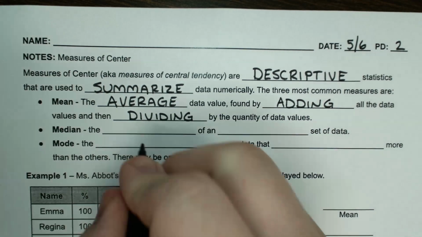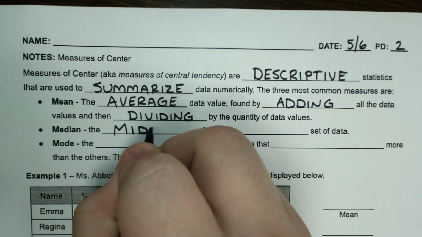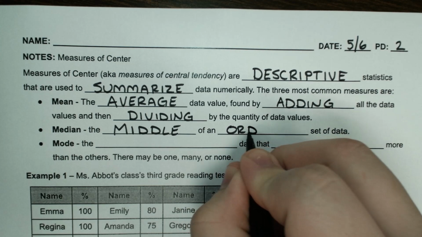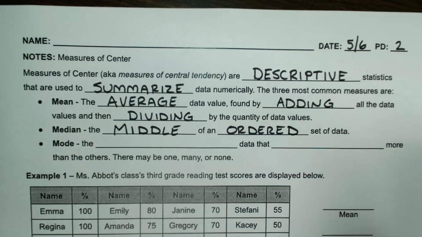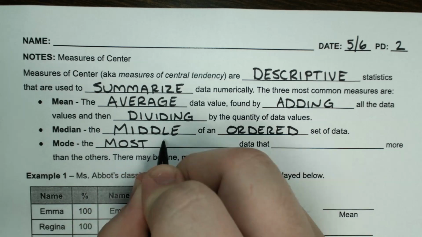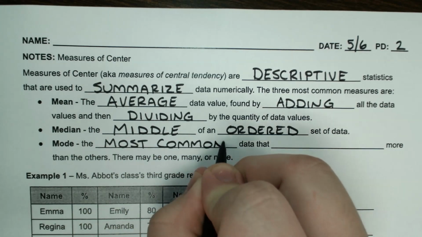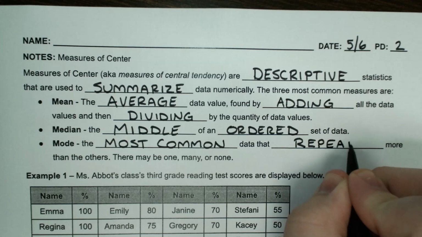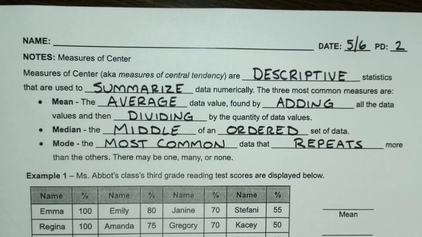The median is just the middle value of an ordered set of data. By ordered, I mean it needs to be in order from least to greatest or greatest to least, so that you can find the number in the dead center. And then the mode is the most common data that repeats more than any others. And there can be one mode, there can be two modes, there can be many, or there can be none.